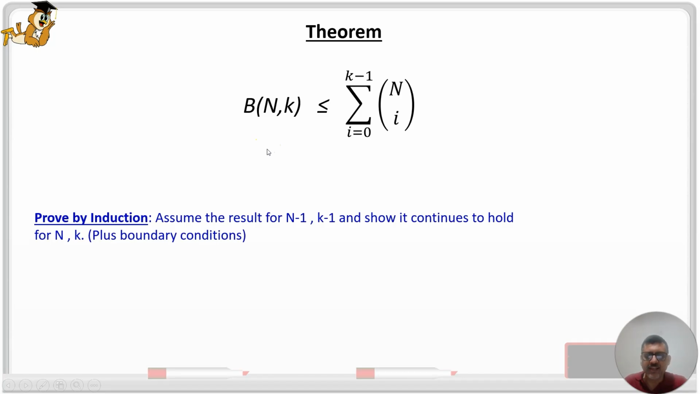And the proof, like I said, is by induction. So we will assume this result for n minus 1 and k minus 1, and then we will show that it continues to hold for n and k. That's how induction works. And plus, of course, you have to prove the boundary conditions, so prove that it holds for some small values of n and k. Okay, so that's how we are going to go about our business.